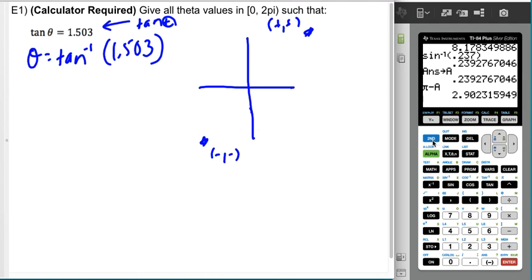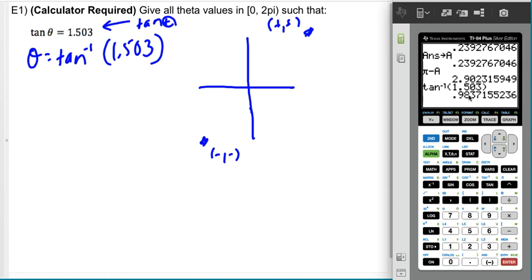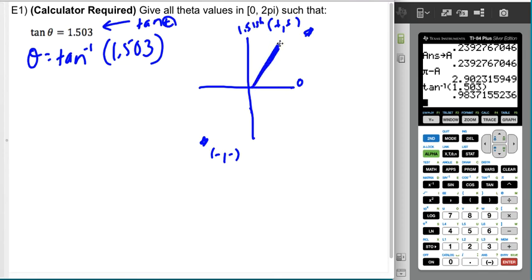So I'm going to go ahead and do second tangent, right, and put 1.503 and hit enter. All right, so I'm going to get this value, right? If you're having trouble picturing what 0.98 radians is, this is 0 radians, and because this is pi over 2, this is like 1.5-ish. It's not actually 1.5, but it's close. So I'm going to go somewhere around here, close enough. So I'm going to say, hey, that's theta 1, and theta 1 is approximately 0.983 or 4.